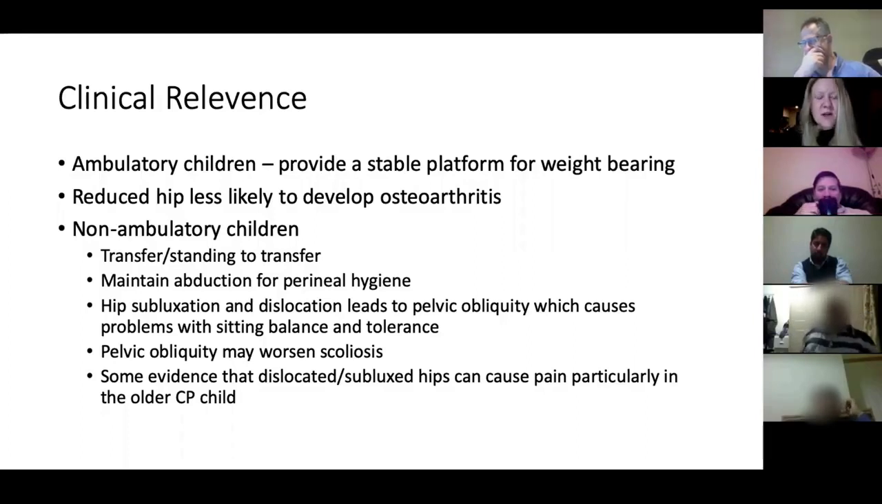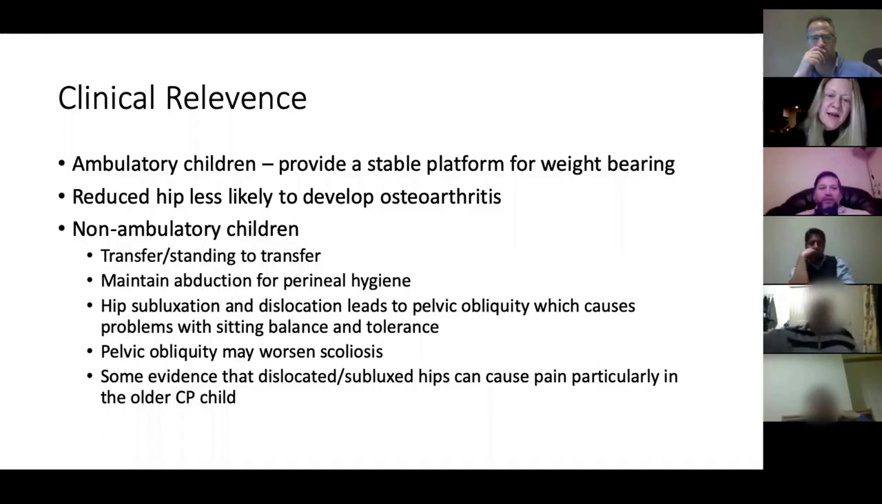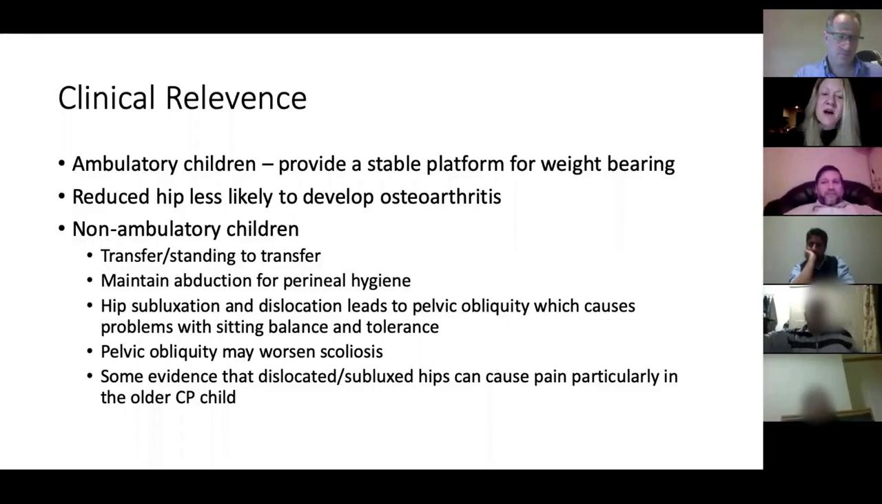The hip subluxation and dislocation leads to a pelvic obliquity, which when they're sitting in their wheelchairs causes a problem with sitting balance and tolerance. And the pelvic obliquity that develops may in turn worsen the scoliosis and all the inherent risks associated with that. So when these children are sitting in their wheelchair, ideally you want to keep them as balanced as you can to reduce the risk of these things happening, as well as pressure sores.